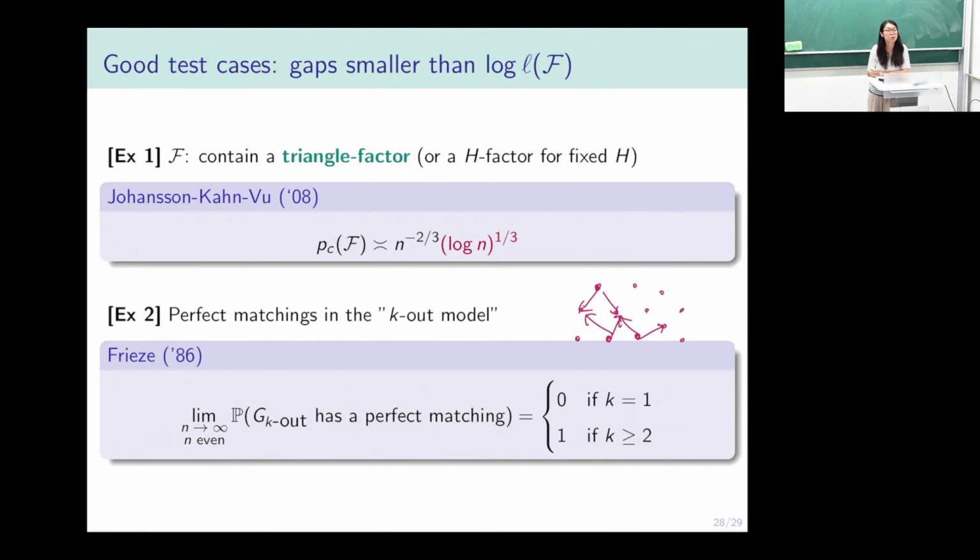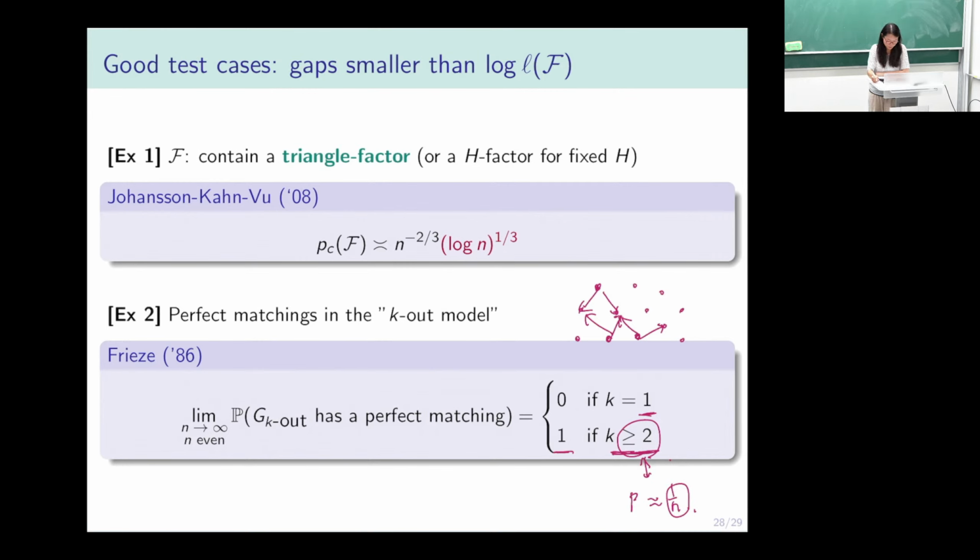So in this model, there's no coupon collector because every vertex has a neighbor, right? And if we consider this model, which excludes the coupon collector behavior from the beginning, then what's the threshold for having a perfect matching? It was shown that if k is 1, if each vertex chooses 1 neighbor, then there's no perfect matching with high probability. And if k is at least 2, then with high probability, k-out has a perfect matching. So this k equals 2 corresponds to p about 1/n, so there's really no log n gap.